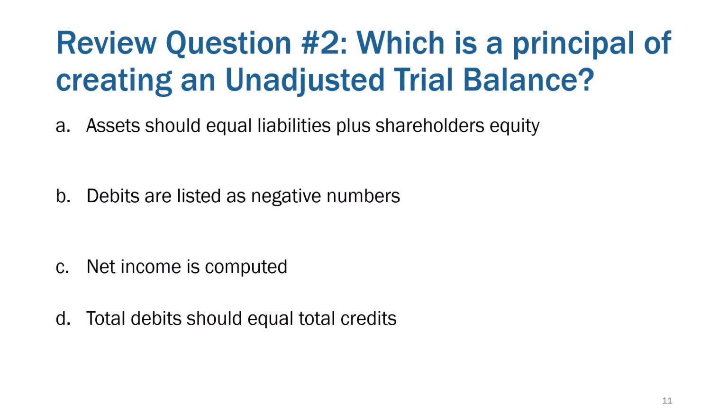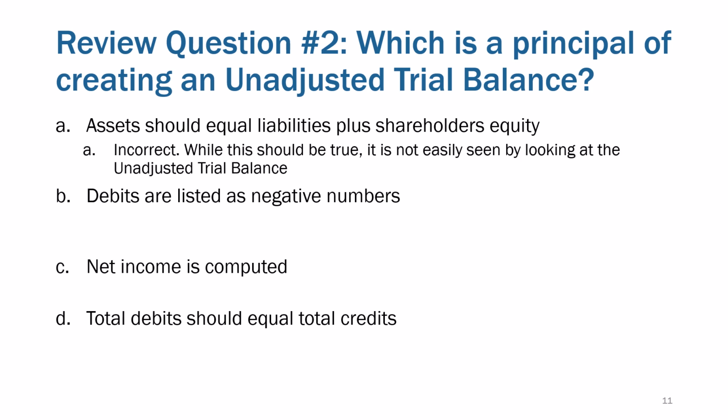All right. Well, what is a principle of creating an unadjusted trial balance? If you think of that quiz question, what is one of the things that we have to keep in mind? Look through those options, pause it for a sec if you want. Assets equal liabilities plus equity, debits are negative, net income is computed. Total debits should equal total credits, right? When we're doing an unadjusted trial balance, which one of these are we paying attention to?